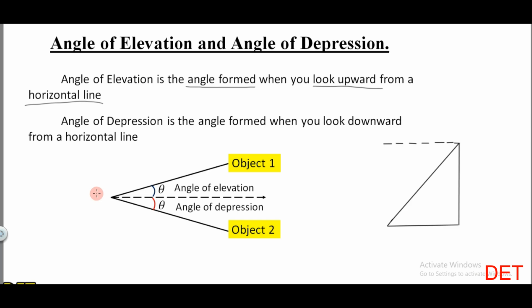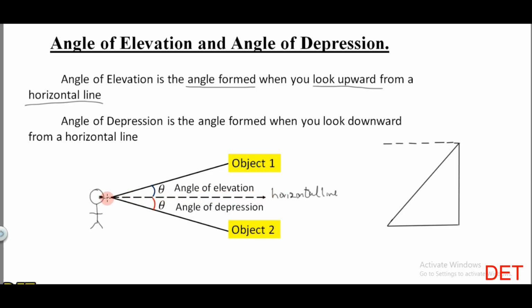So let's assume that a person is here. The person's eye level, let's assume that this is the person's eye. The person's eye level is the horizontal line. This is the horizontal line, and it is taken from the person's eye level.